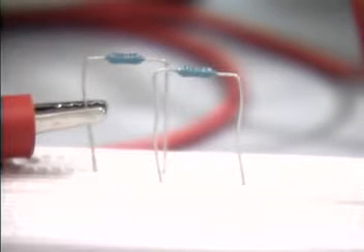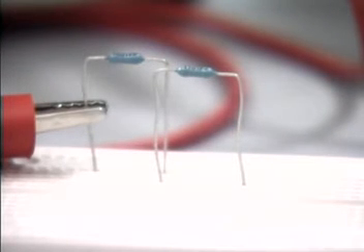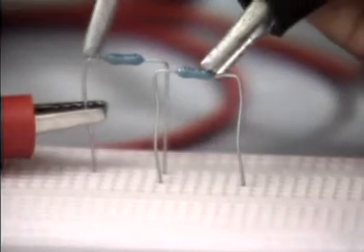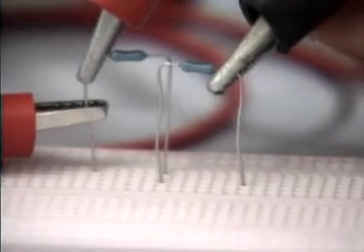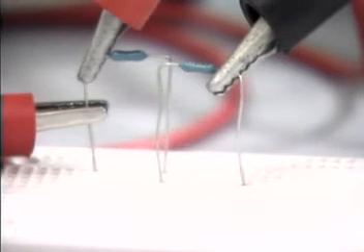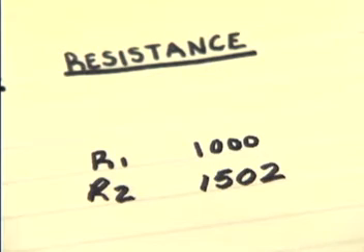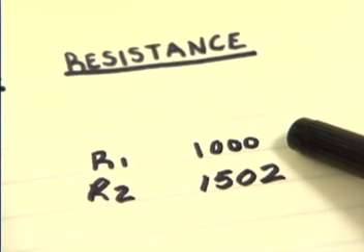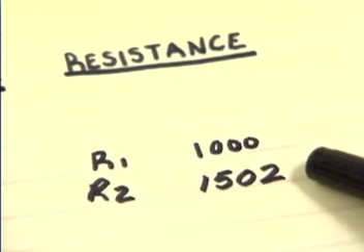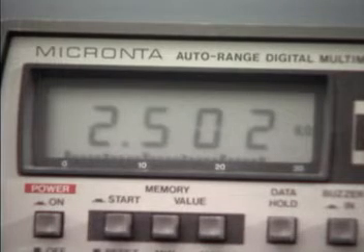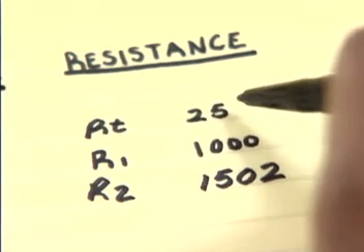Using the ohmmeter, you can now measure the combined resistance of these two resistors by connecting a red clip lead to the left side of the first resistor and a black clip lead to the right side of the second resistor. As you can see, this measurement is 2.502 kiloohms. Remember, the measured value of the first resistor is 1,000 ohms. The measured value of the second resistor is 1,502 ohms. Now, the total resistance when measured is 2,502 ohms. This total resistance is actually the sum of the two individual resistances.